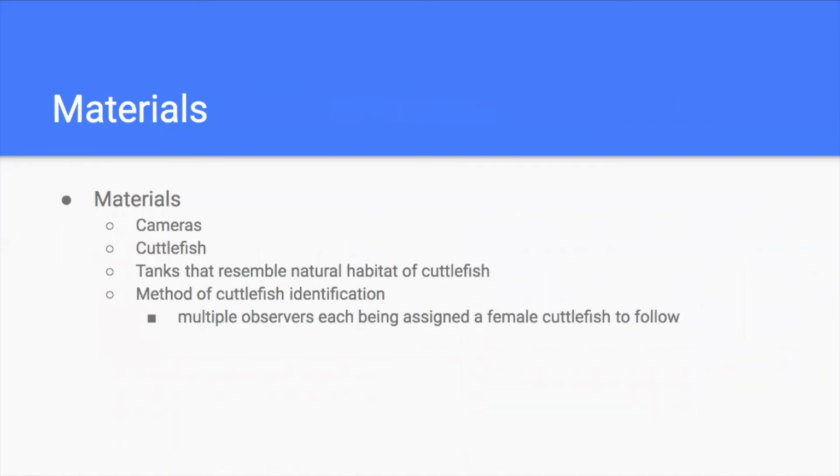The materials would include cameras, cuttlefish, tanks that resemble the natural habitat of cuttlefish, and their natural mating habitats as naturally as possible, as well as a method of cuttlefish identification, which I would use multiple observers, each being assigned a female cuttlefish to follow. And I would use this method because there's not really many previous cases of successful tagging techniques. It's kind of hard to tag cephalopods, and I think this would also be easier to observe them if each observer had a single cuttlefish.